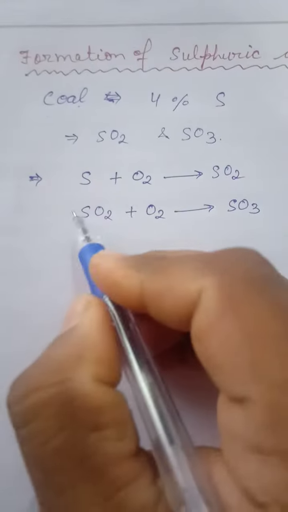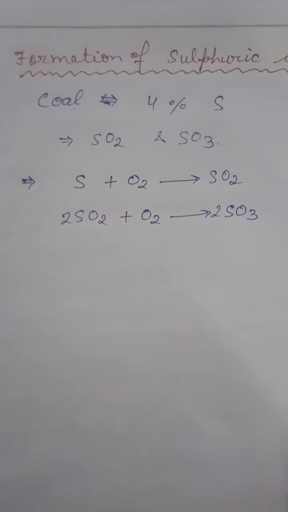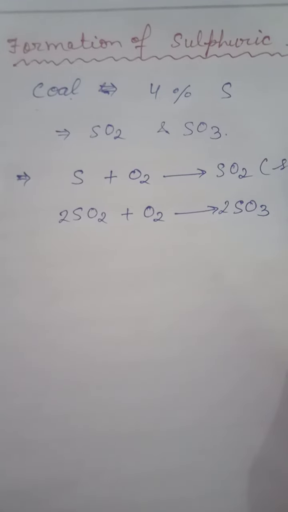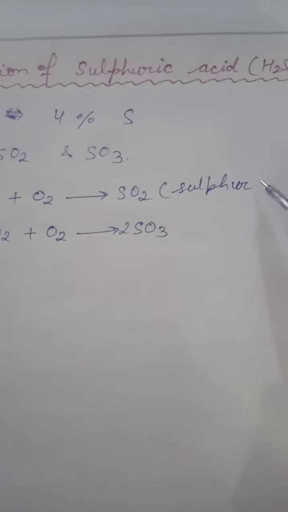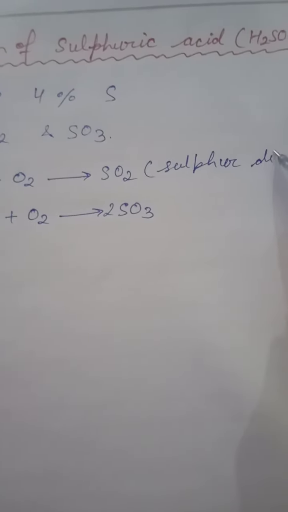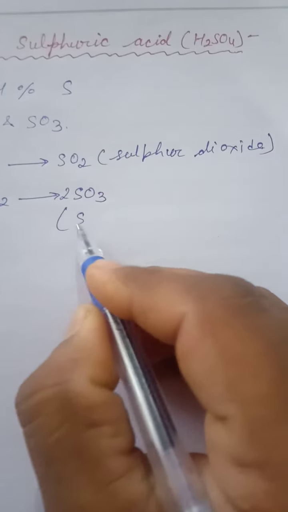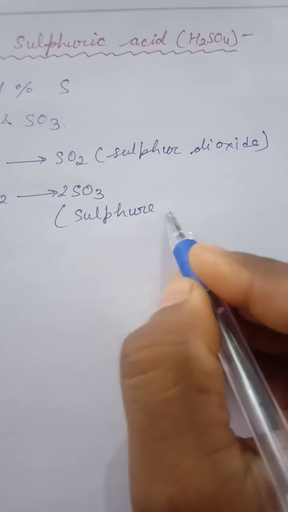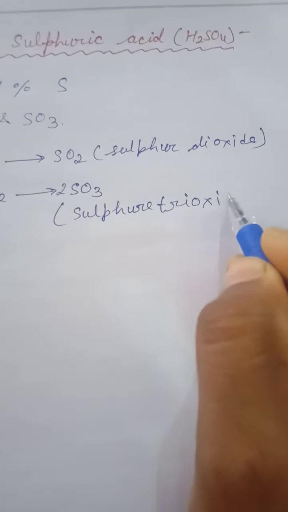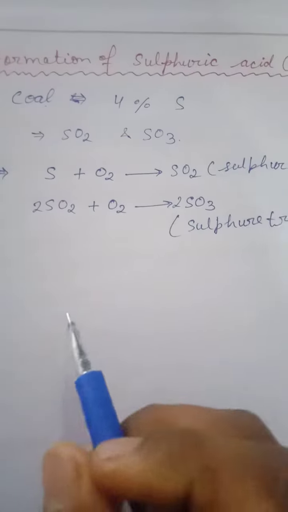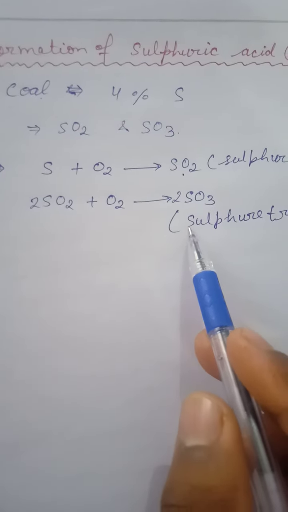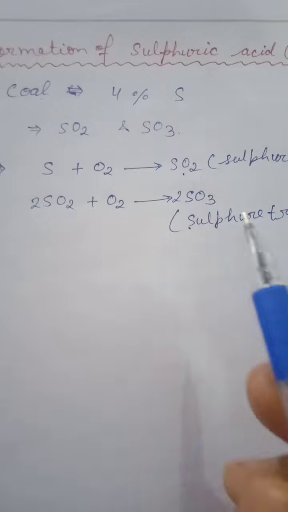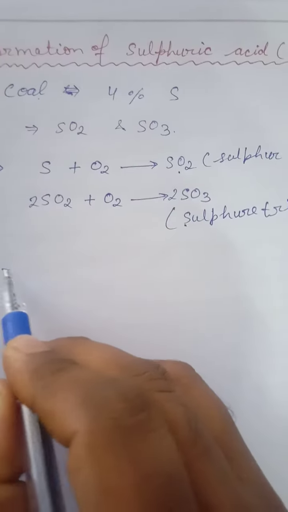Write the balanced reaction: 2SO2 plus O2 gives 2SO3. This is sulfur dioxide, and this is sulfur trioxide. Both sulfur dioxide and sulfur trioxide can react with rainwater to convert into sulfuric acid.